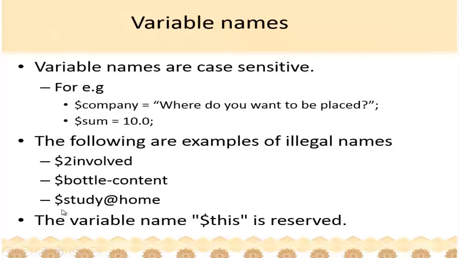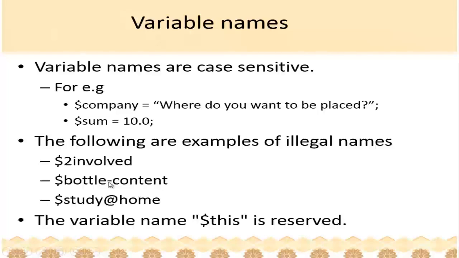So let's go back to the other one. How do I create a variable? If you notice that company, you assign a string and it's all done. Some you assign a value, it's done. Some things which are not allowed is this one. You can't start with a number sign. You can't start with the dash here.